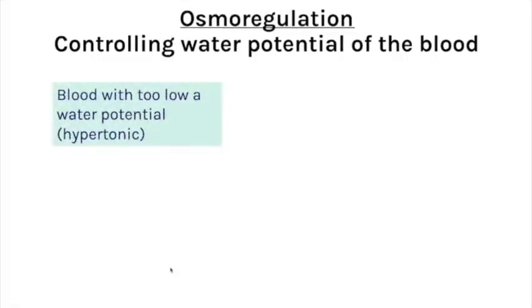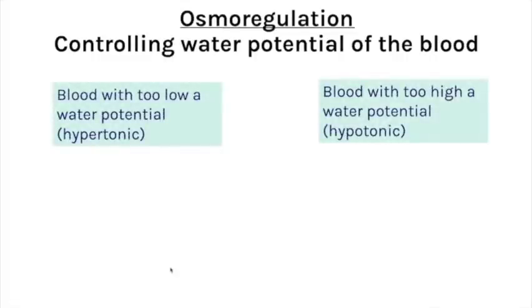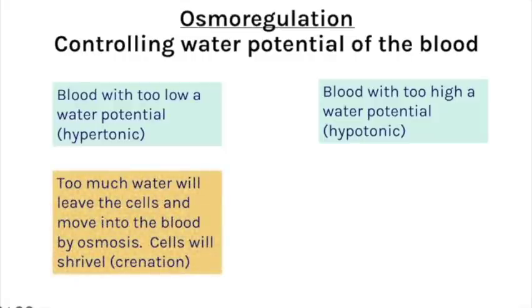Osmoregulation is how the water potential of the blood is controlled. Blood with too low a water potential would be described as hypertonic. Blood with too high a water potential would be hypotonic. And if you had hypertonic blood, that means that too much water will leave the surrounding cells and move into the blood by osmosis, and that would cause your cells to shrivel or crenate.